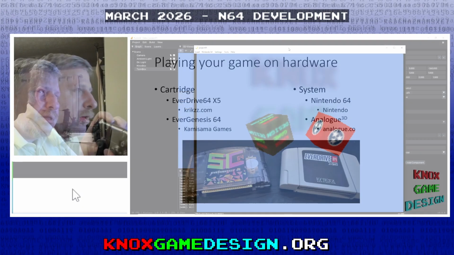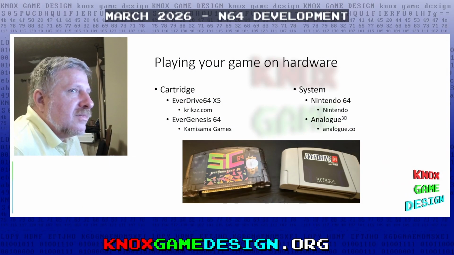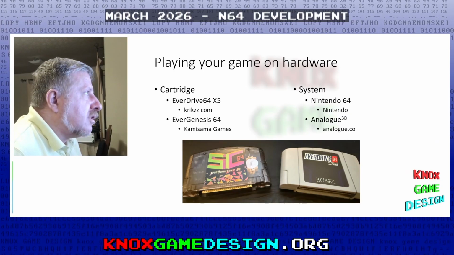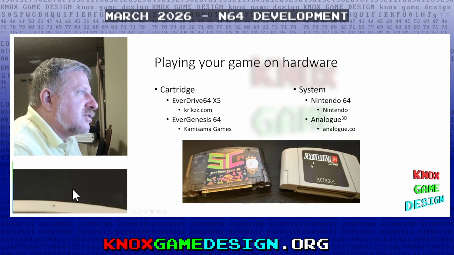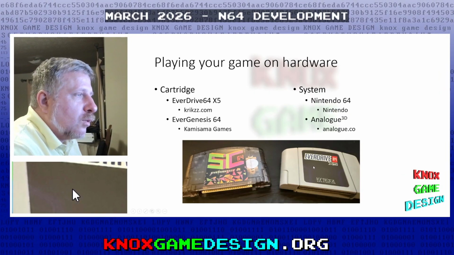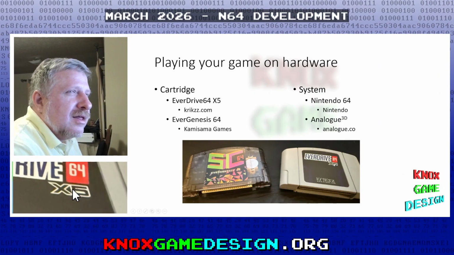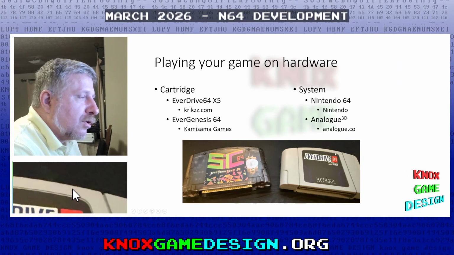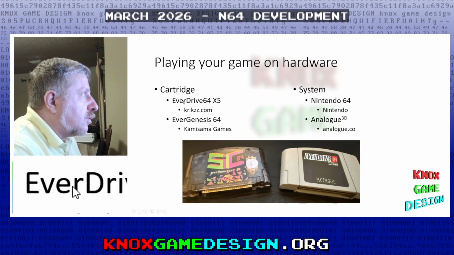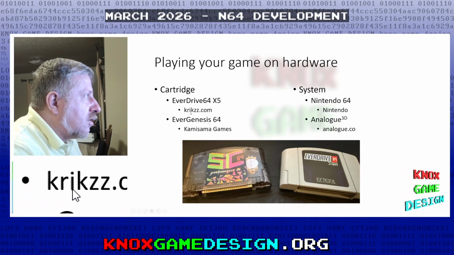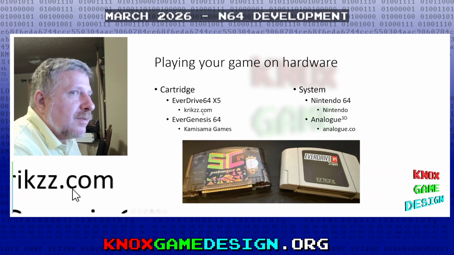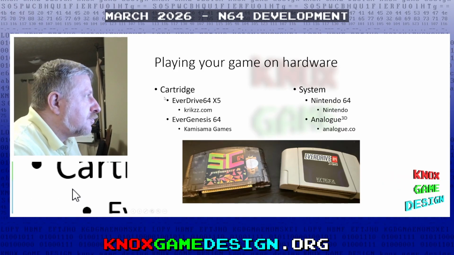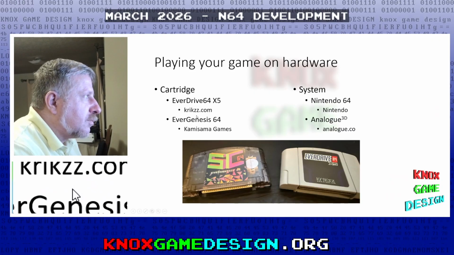Okay, so here's the final step, getting it to run on real hardware. I have a couple of options. I ordered these online. The first one I got was the one on the right, the Everdrive64. I got the X5. I think there's an X7 out, but it wasn't available. I think this was an older model of the Everdrive, but it worked pretty good. It's from krikzz.com. I actually ordered it off another popular site. So you can get it from different places.